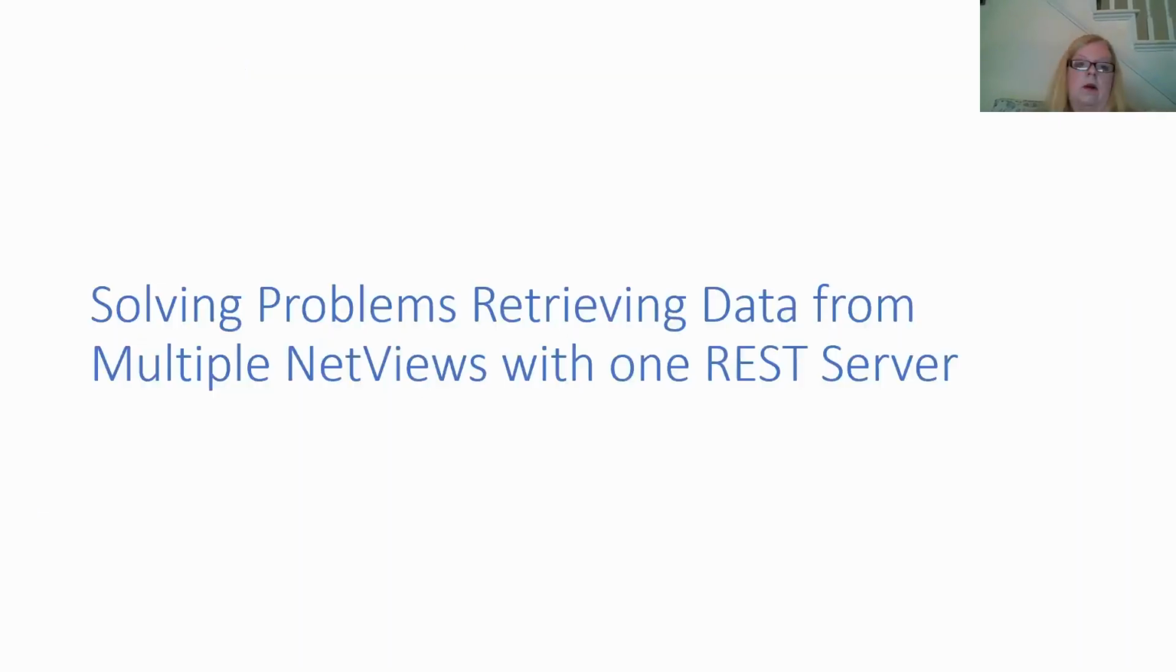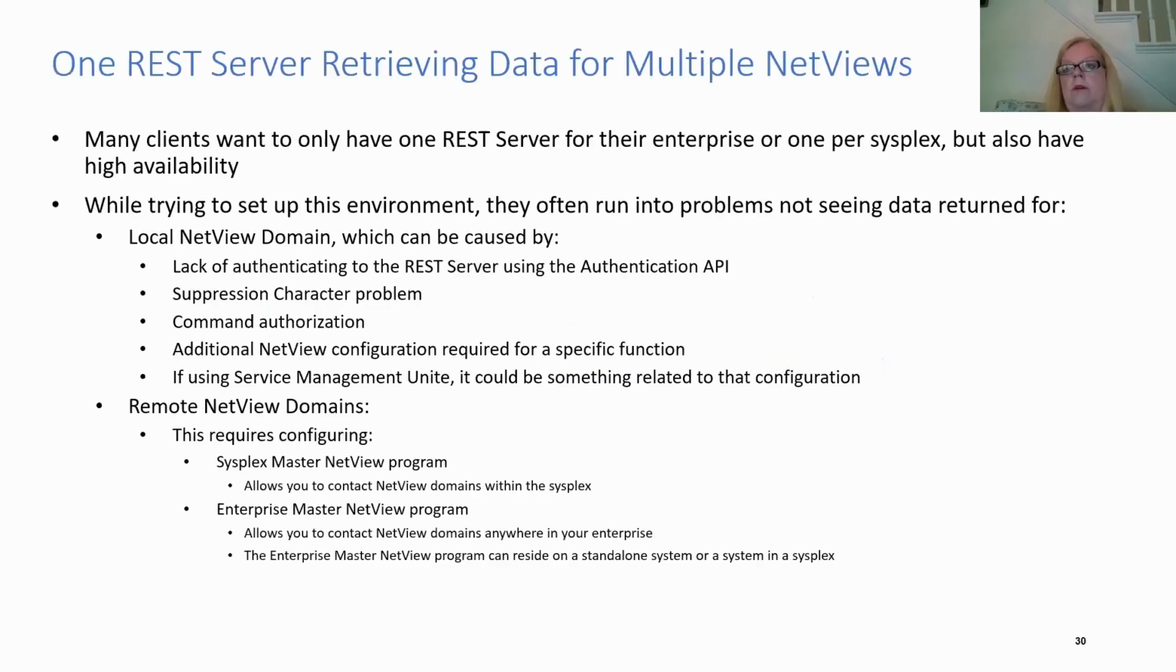Okay, so now let's talk about how you can get data from multiple NetViews with one REST server. This is a question that I've received from multiple clients, and they'll a lot of times get things partially set up, but not totally set up. And so this is just going to be some instructions on how you can do this.